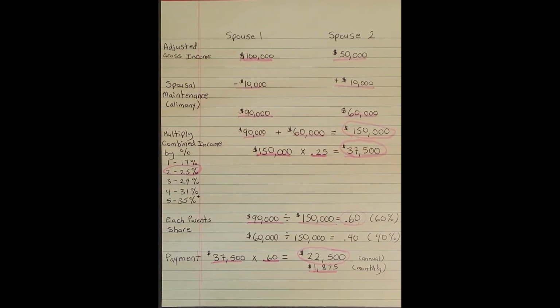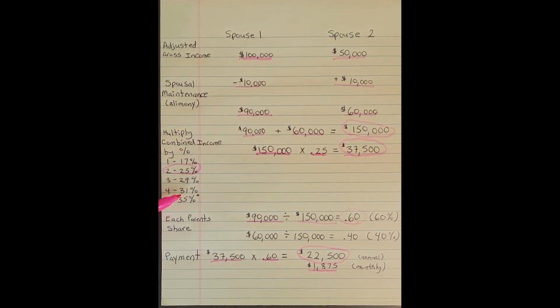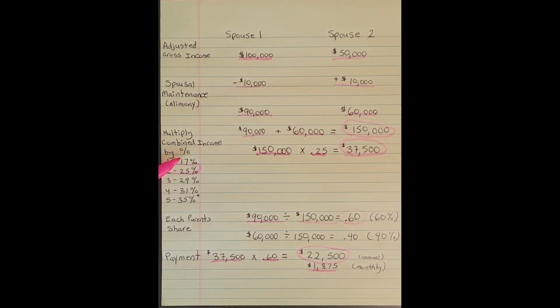In order to do that, we have to figure out what percentage to multiply. And that percentage is determined by the number of kids. So, for example, if there was one kid, it would be 17%. Two kids, 25%. Three kids, 29%, and so on. In this case, it's going to be two kids, so it's 25%.